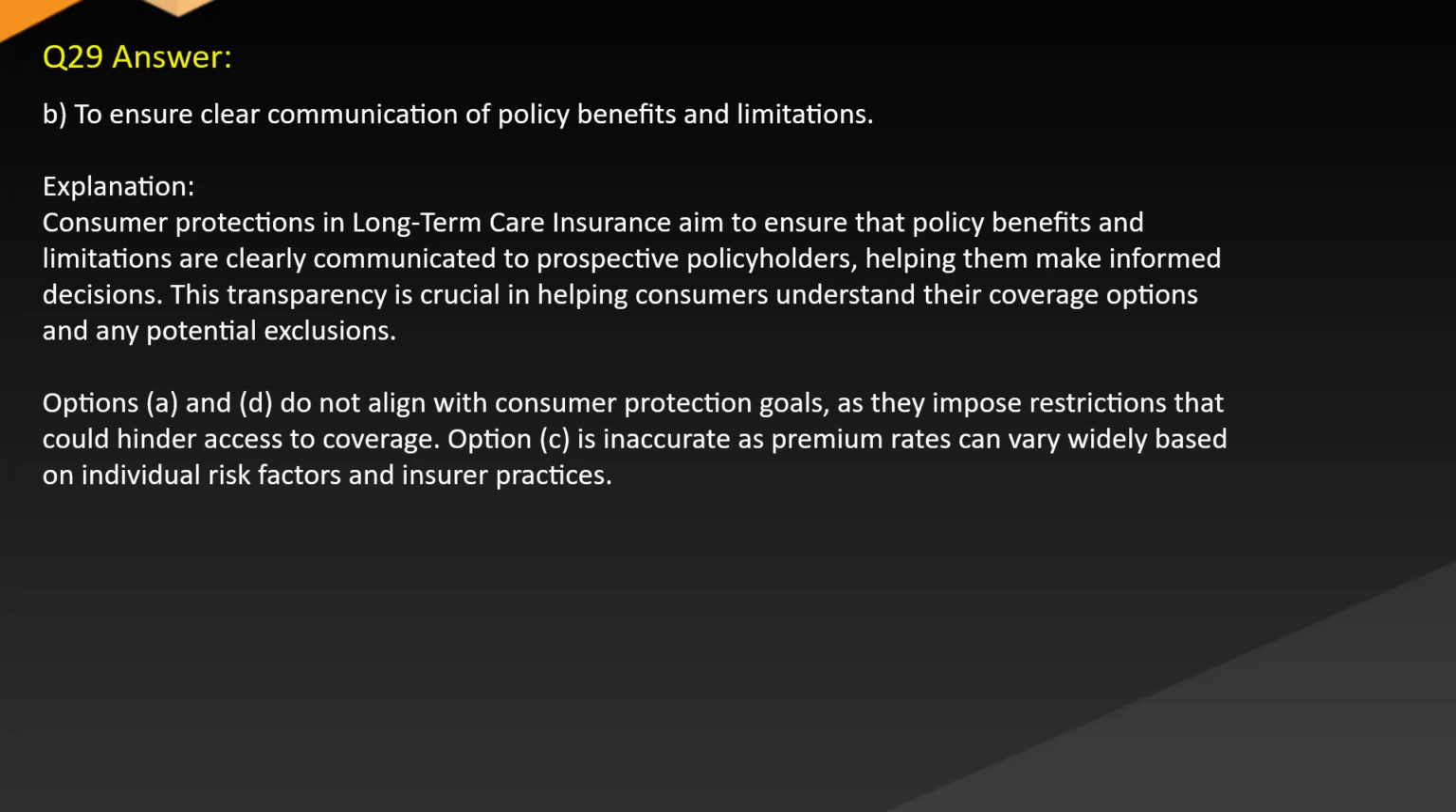Answer. B. To ensure clear communication of policy benefits and limitations. Explanation. Consumer protections in long-term care insurance aim to ensure that policy benefits and limitations are clearly communicated to prospective policyholders, helping them make informed decisions. This transparency is crucial in helping consumers understand their coverage options and any potential exclusions. Options A and D do not align with consumer protection goals as they impose restrictions that could hinder access to coverage. Option C is inaccurate as premium rates can vary widely based on individual risk factors and insurer practices.